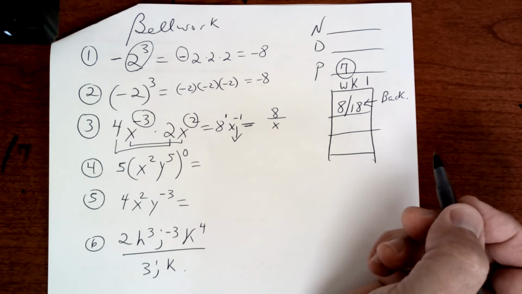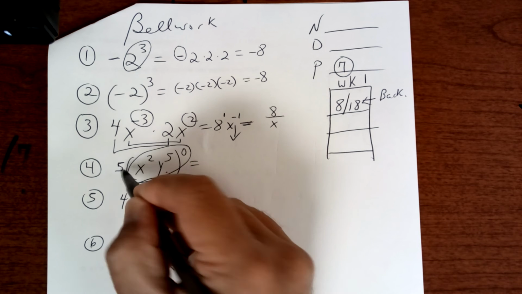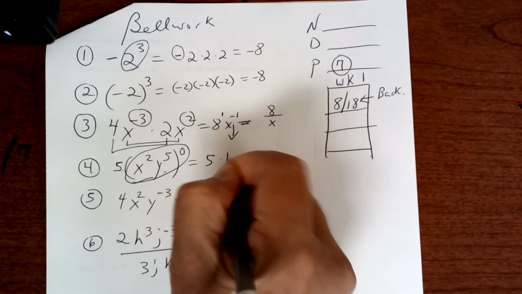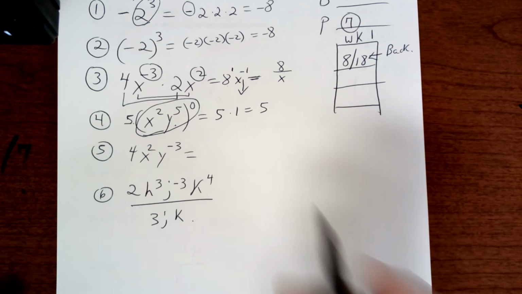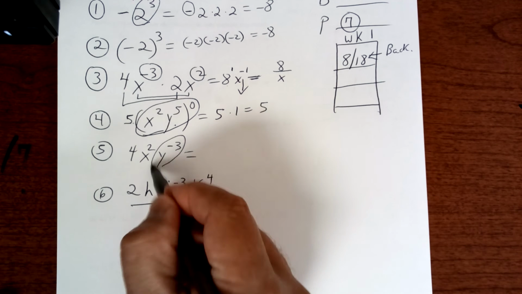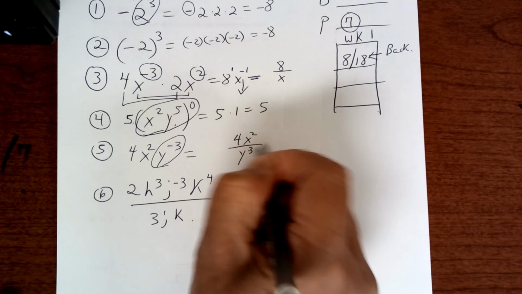This right here, everything is to the 0 power, so that's 1, and that's 5 times 1, which equals 5. This one right here, you can't have a negative exponent, so you're going to drop this down. So it becomes 4x squared over y to the 3rd power, and you're finished.